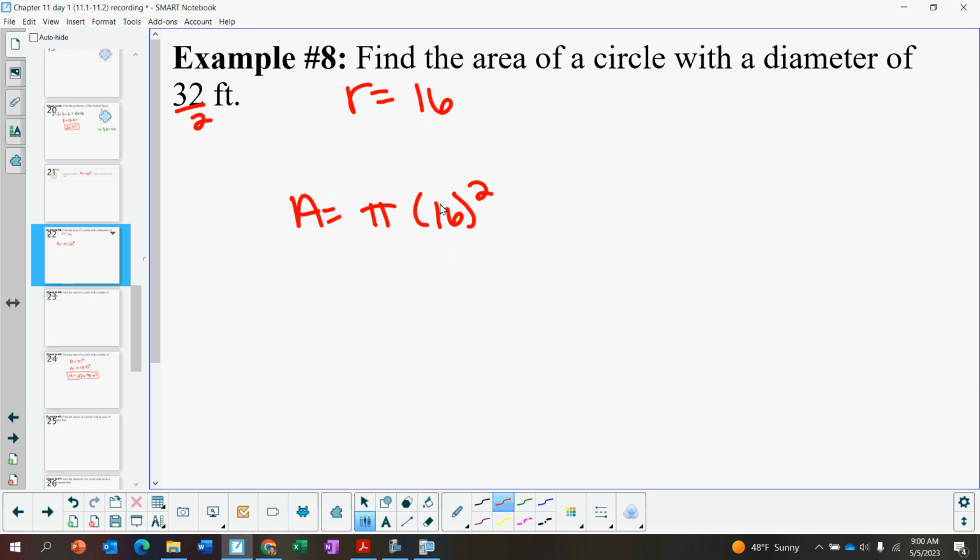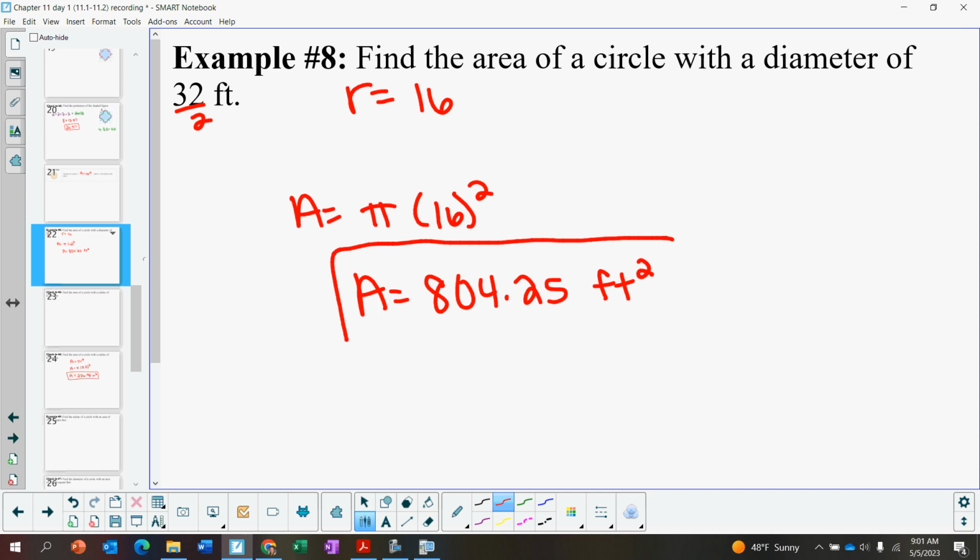So on the calculator, I'm actually going to do 16 squared first and then hit that answer times pi, just so we make sure we're not accidentally squaring the pi as well. So 16 squared is 256 times pi. We now get 804.25, and area has square units. So this would be feet squared.